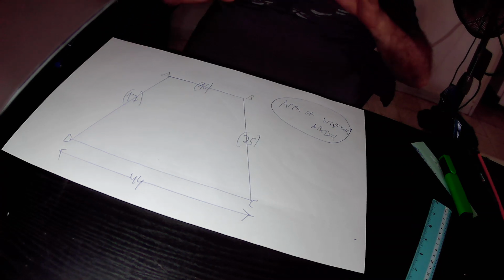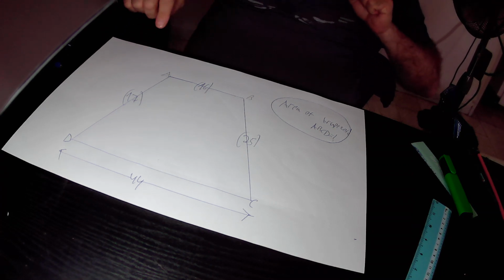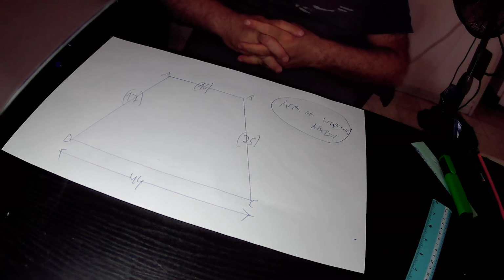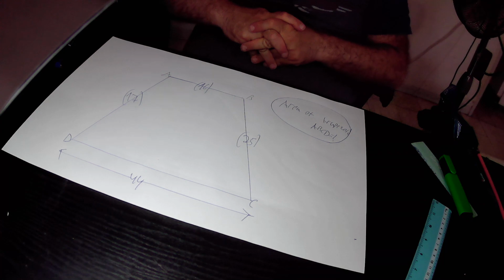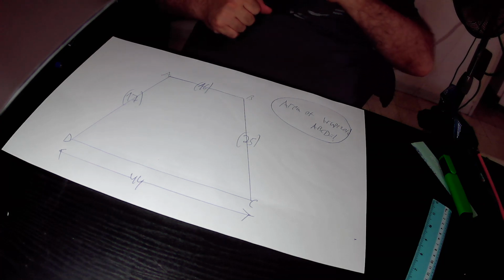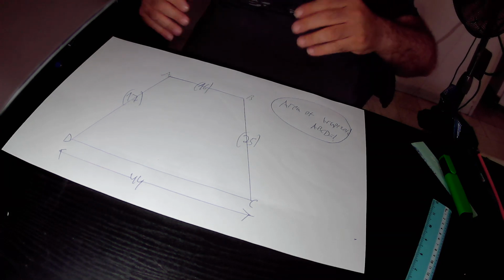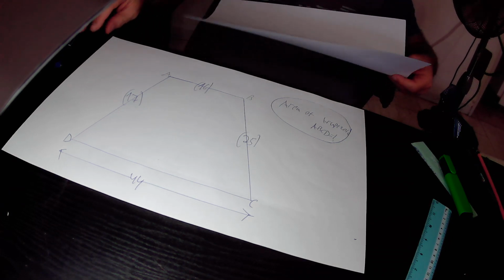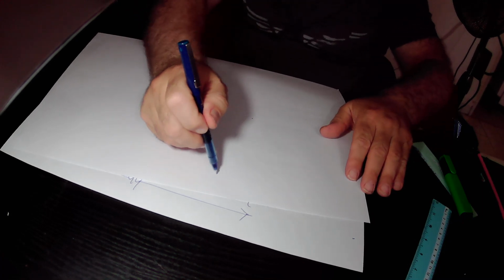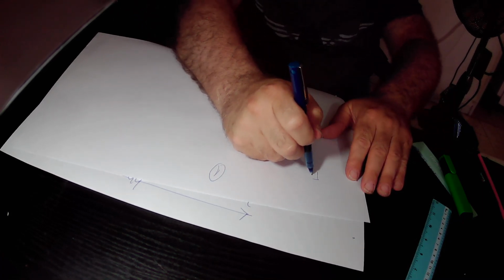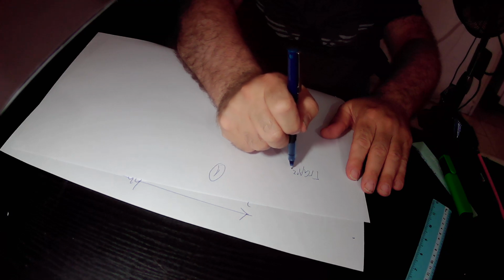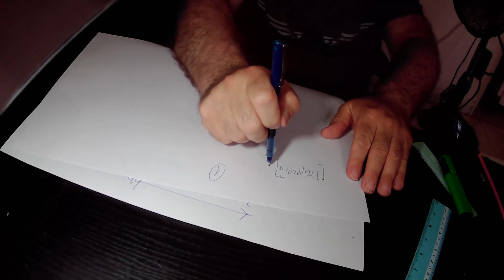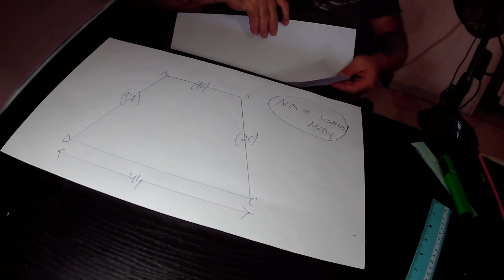So, in the second question, our mission is to find out the area of this trapezoid ABCD. The area of any trapezoid equals the sum of its two parallel bases times the height over 2. So I write it down. The area of any trapezoid equals the sum of the two parallel bases.